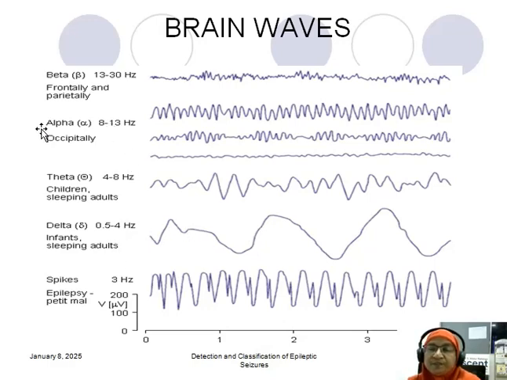As they grow up, the signal from the brain will change to alpha. For example, if a person is normal and awake and is having this signal, that means his brain is having some problem. This is the condition of epilepsy. You have 3 spikes per second, so it is called petit mal.